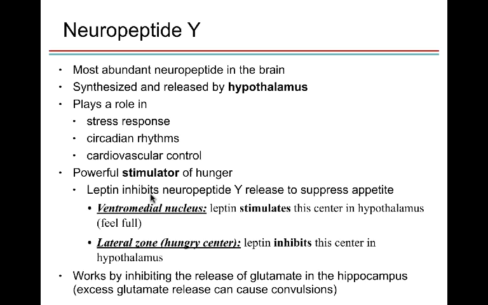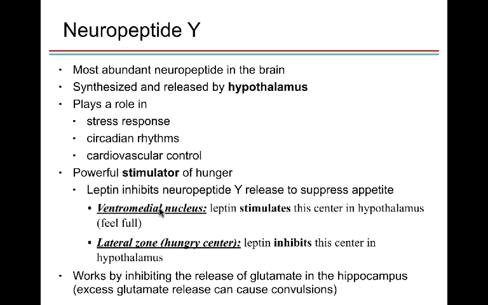There are two centers in the hypothalamus, or two nuclei in the hypothalamus. One is called the ventromedial nucleus, another one is called the lateral zone. The ventromedial nucleus is a target for leptin. Leptin is going to stimulate this nucleus, and by stimulating this nucleus, you're going to feel full.